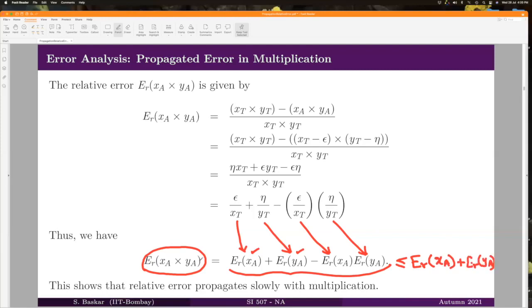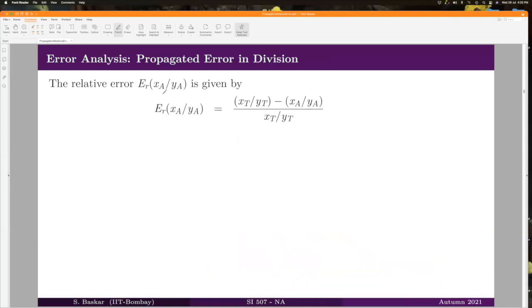This shows that multiplication is going to amplify the error, because it is going to have the sum of the two errors. However, it is not going to amplify it drastically like it may happen in the case of subtraction. Now let us take the division of two numbers.